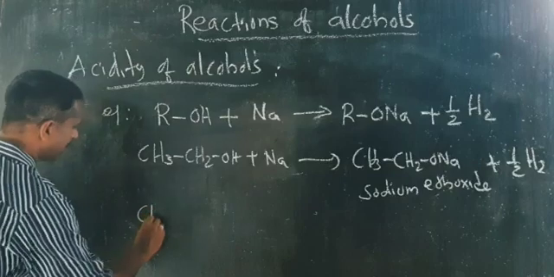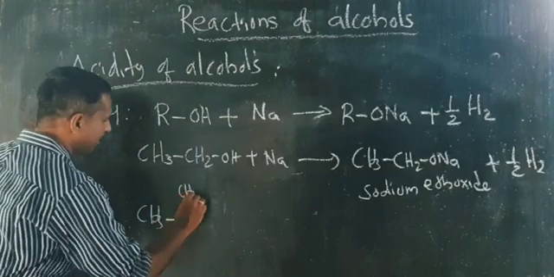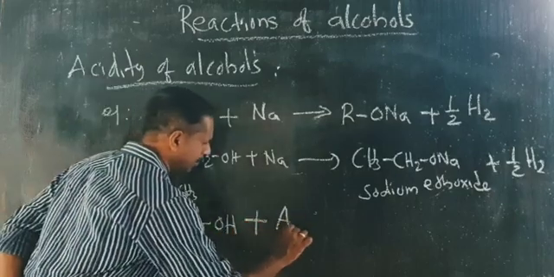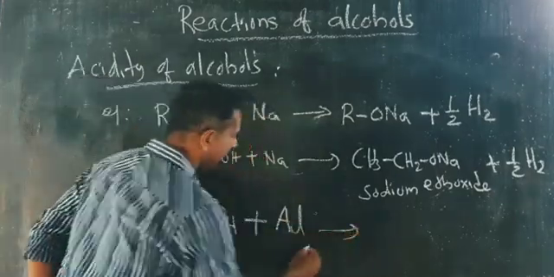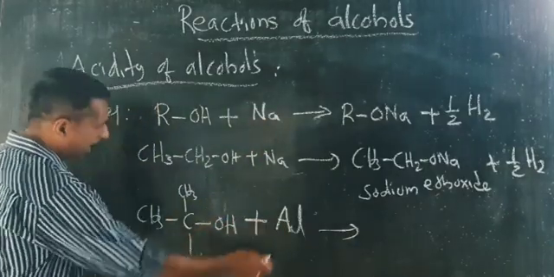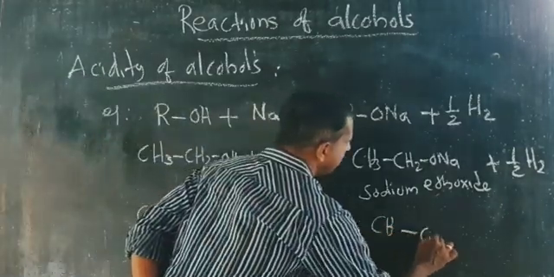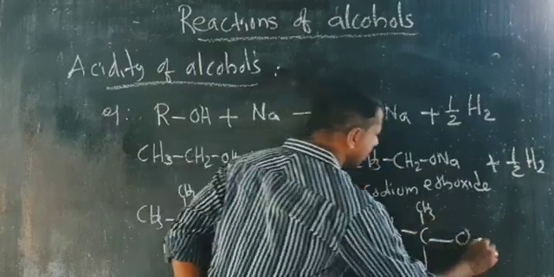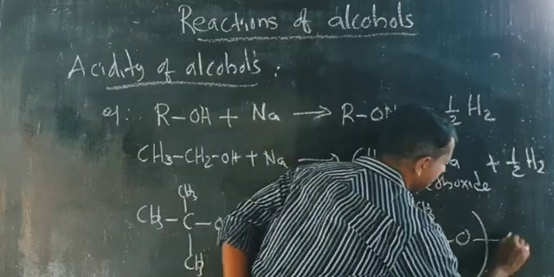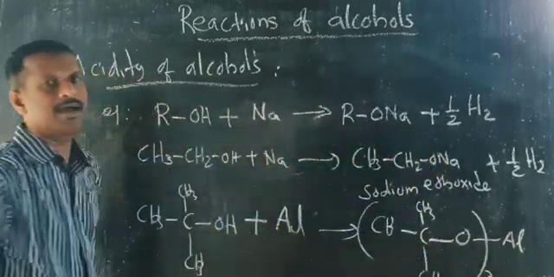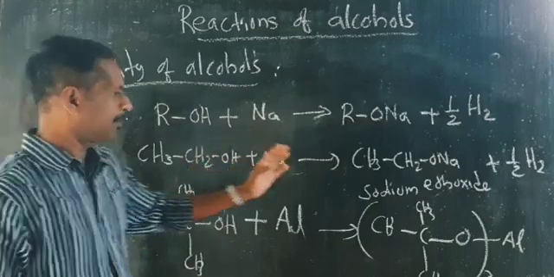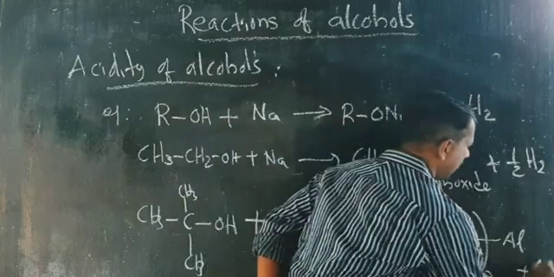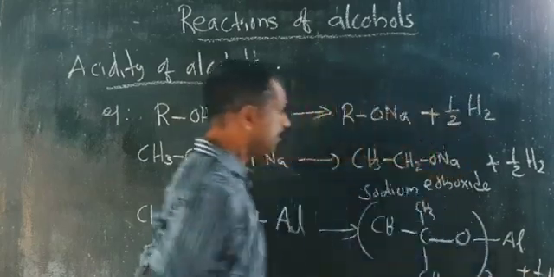Another example: if you take a tertiary alcohol, (CH3)3COH, reacting with another metal like aluminium. What will you get? We get the aluminium salt of this alcohol, (CH3)3C-O with three Al, the reason being that aluminium is trivalent, plus half H2.